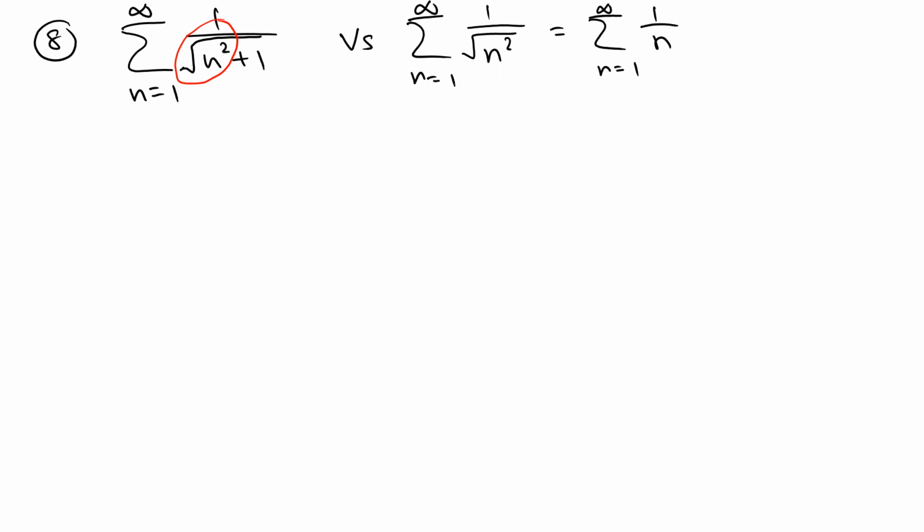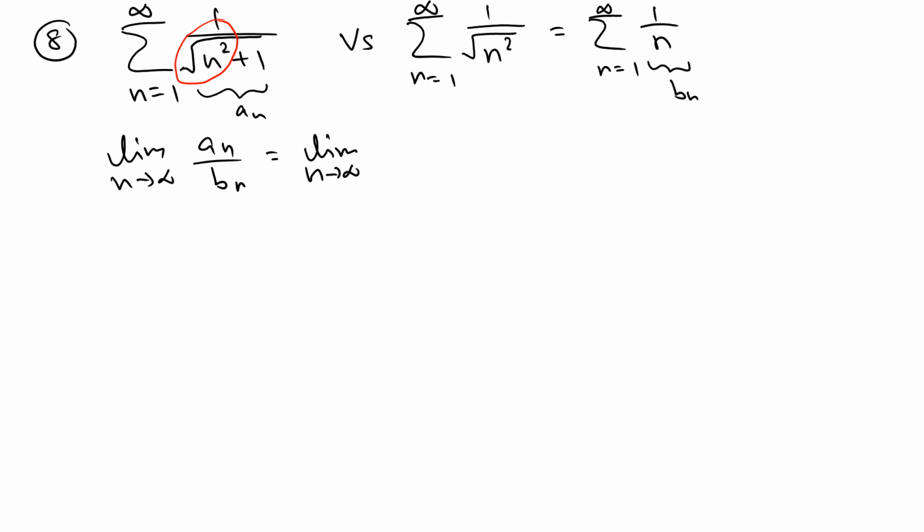The first thing we need to do is take the limit. We call this a_n and we call this b_n, and under the way we simplify it, the limit is always 1. So the limit as n goes to infinity of a_n over b_n, where a_n is 1 over the square root of n squared plus 1, and b_n is 1 over n, so you write n over 1.